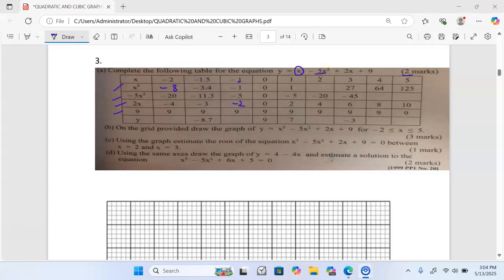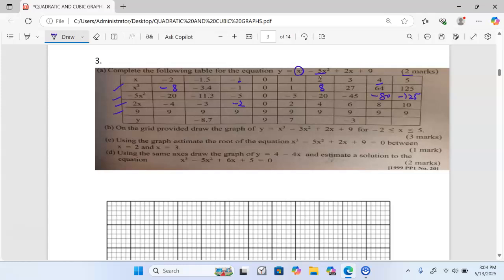the value of minus 5x squared here will be -20, and when x is 4, the value of minus 5x squared at this point will be -80. This one will be -80. And when the value of x is +5, minus 5x squared at this point will be -125.